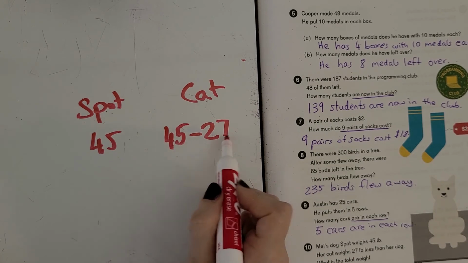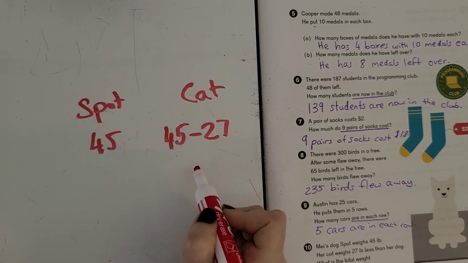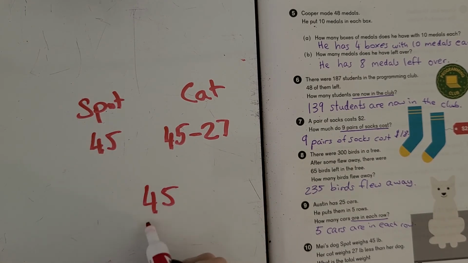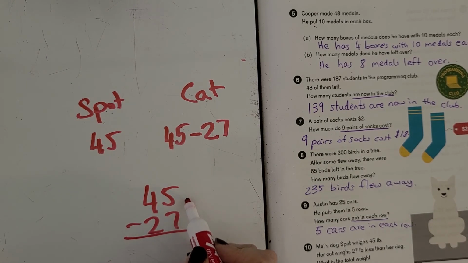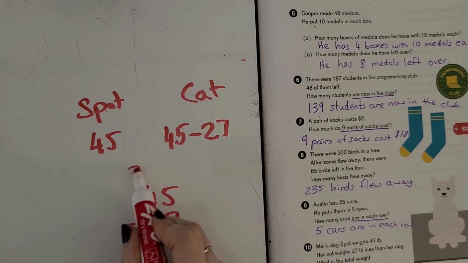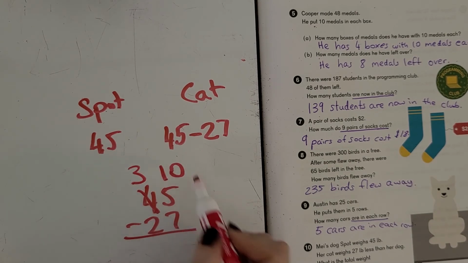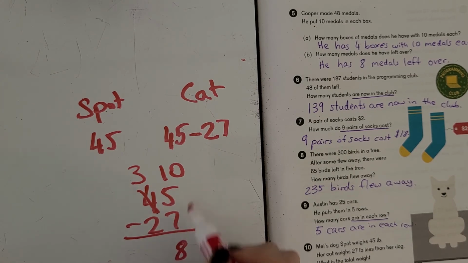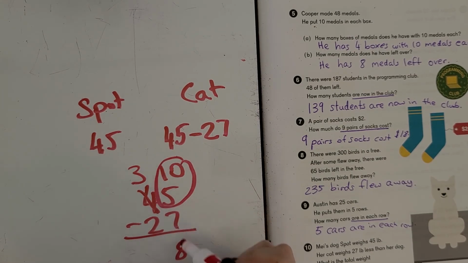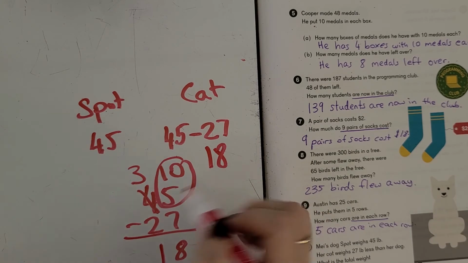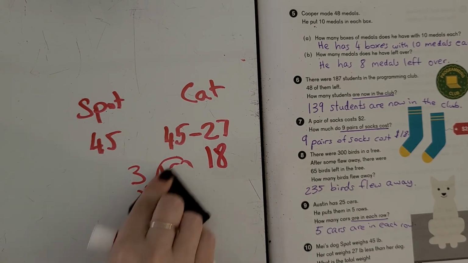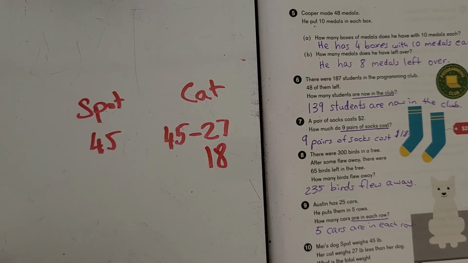So cat weighs 45 minus 27. Let's figure out what the cat's weight is. 45 minus 27. Can you take the 7 from the 5? Nope. Let's borrow. 4 becomes a 3. It gives away a 10. 10 minus 7 is 3, plus the 5 is 8. Or you could have said 15 minus 7 is 8. 3 minus 2 is 1. So now we know her cat weighs 18 pounds. I'm going to erase this here so I can kind of see my answers.